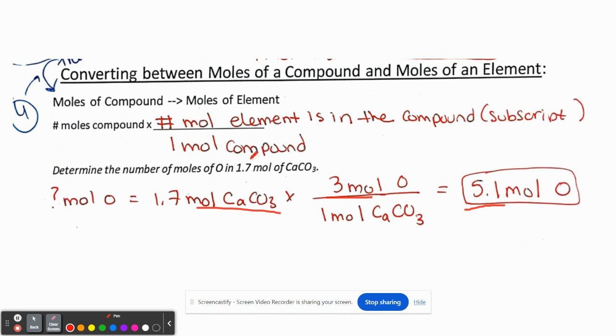Remember, we care about significant figures now. There are 2 sig figs up here in the problem, so my answer needs to have 2 significant figures in the end. And you do need to label moles of oxygen, because I need to know moles of what? Moles of CaCO3, moles of CO3, moles of calcium? No, we care about oxygen right now. This is moles of oxygen.